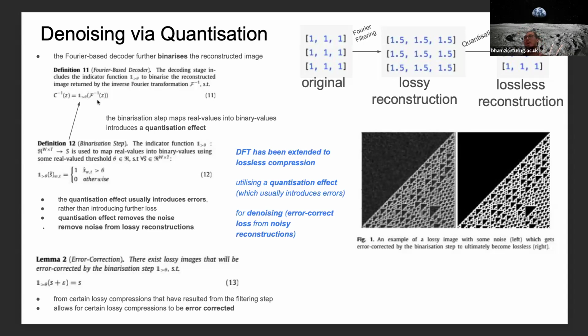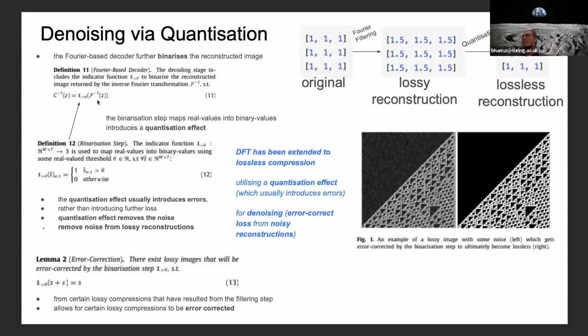And this binarization step maps real values to binary values just using a threshold. So anything above some real valued threshold gets mapped to 1, and anything else gets mapped to 0. But the power of this simple quantization step, the binarization step: it would usually introduce more error, but rather than introducing further loss, this quantization effect actually removes the noise in certain cases from certain types of lossy reconstruction. So it can be used to denoise and then retrieve the original image to have a lossless reconstruction.